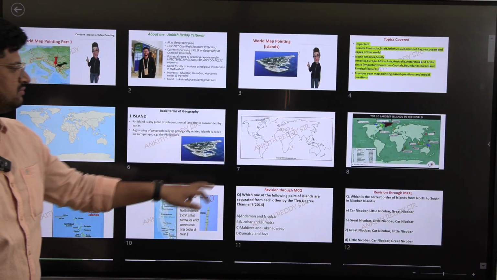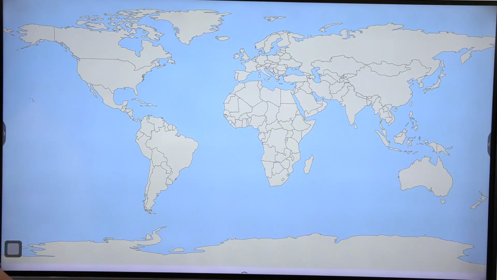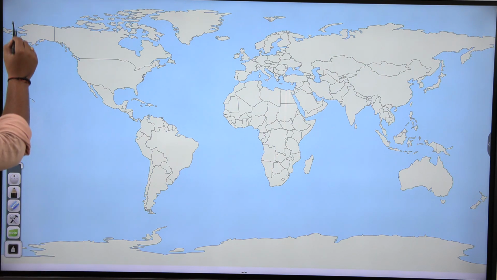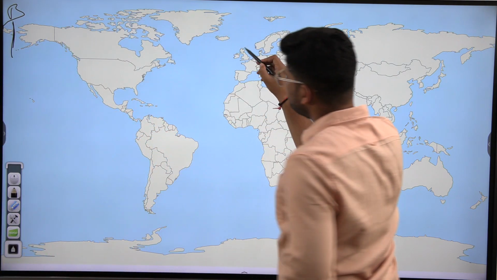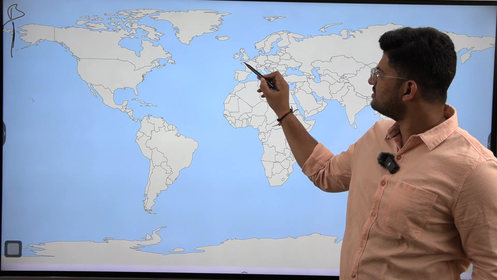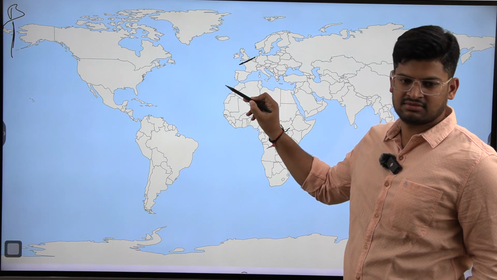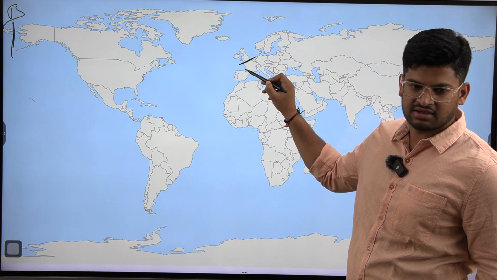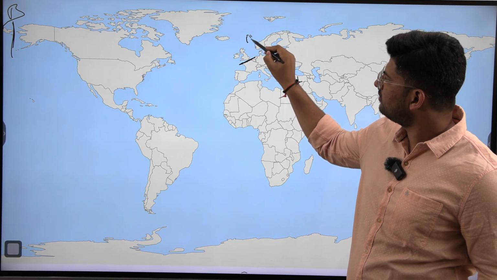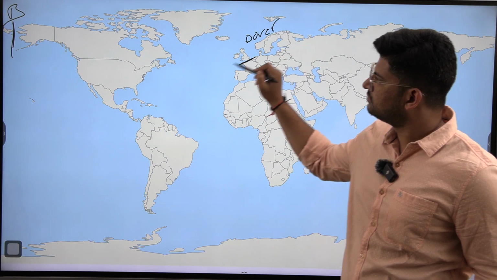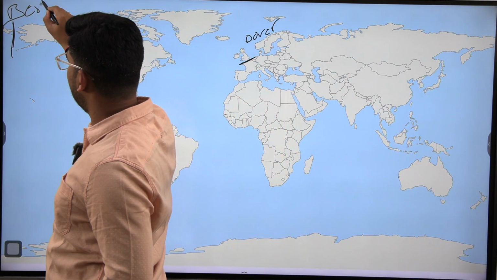So let us once again look at all these things. You have to answer now. Starting with here, which strait is it? Very good, Bering Strait. Then this is the UK, this is France. Which strait is it? Strait of Dover. This is Bering Strait.